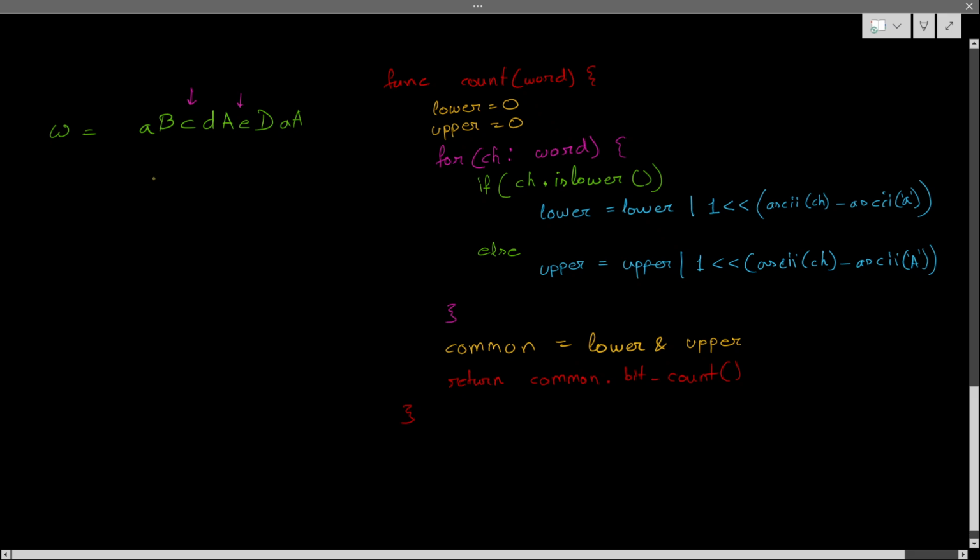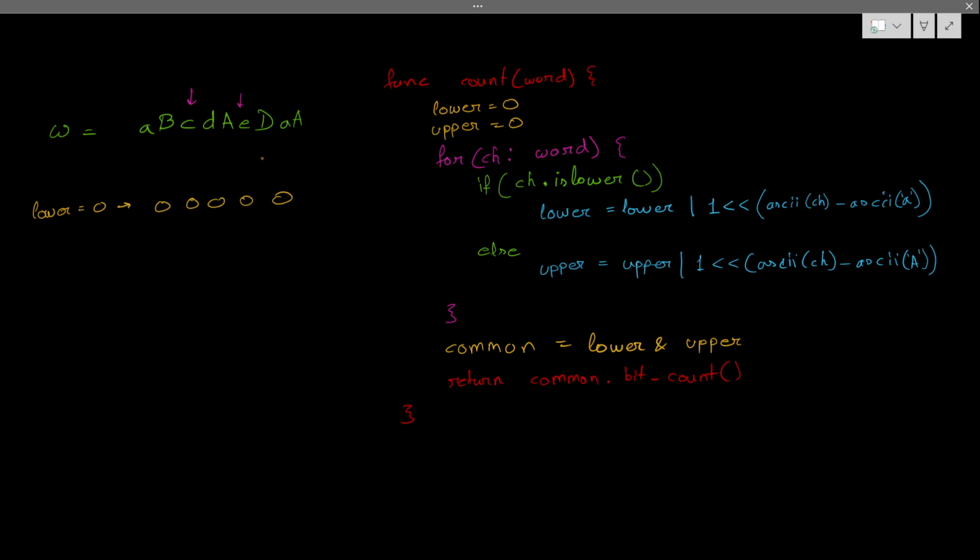Okay, so lower is nothing but zero earlier, and zero means zero, zero, zero, zero, zero. I am taking five, like A B C D is there. So it will extend to the 26 letters, 26 bits, and upper will be zero, zero, zero. Initially it is this.